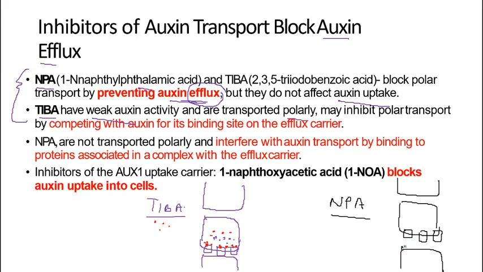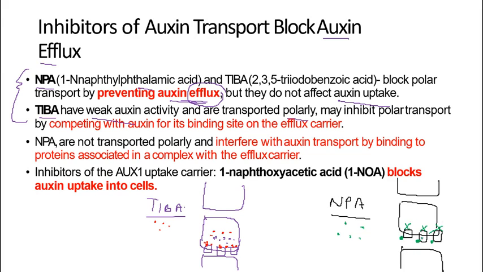So if I consider that PIN proteins are the ones which help in auxin efflux, they bind with any proteins which help in auxin efflux. So let's consider PIN helps in auxin efflux, and they are binding with, say for example, PIN proteins. Once NPA is binding to any of the proteins which is responsible for auxin efflux, they are not allowing any efflux transporters to work.